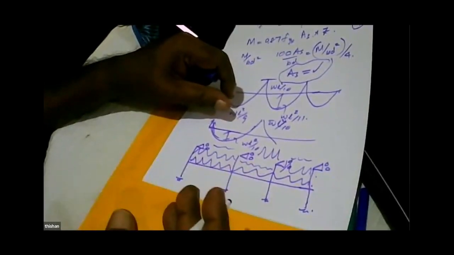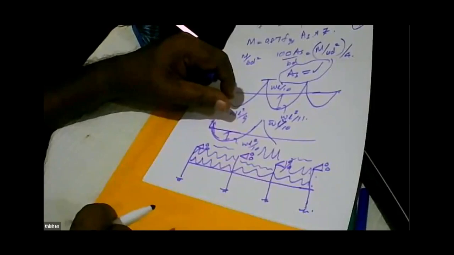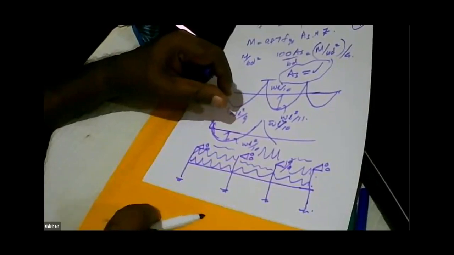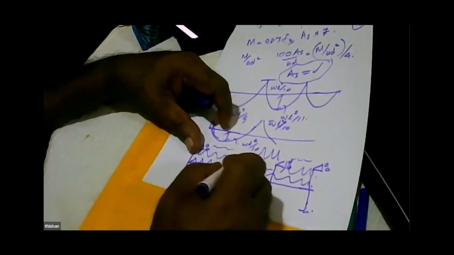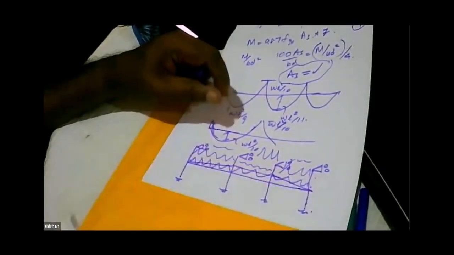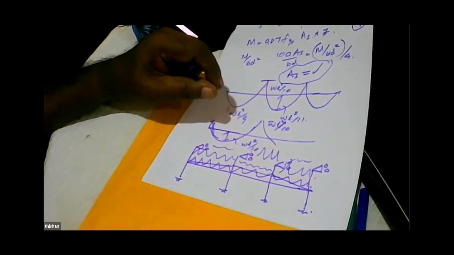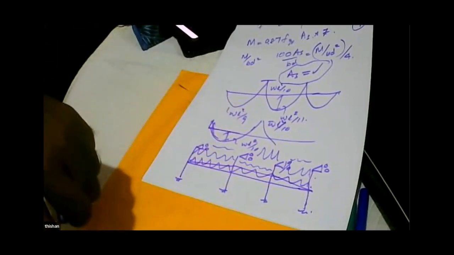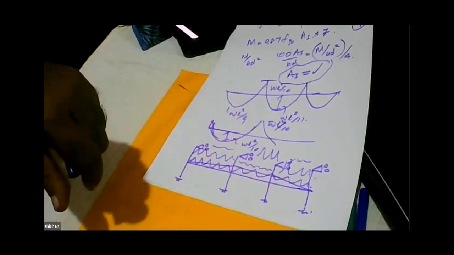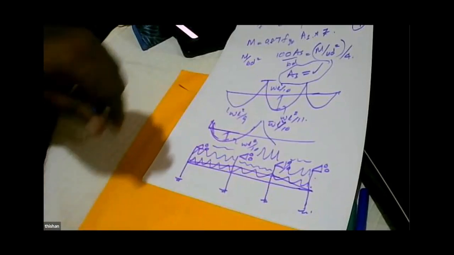I can redistribute the moments just by looking at the moment diagram. I can decide how much redistribution, because redistribution means changing the origin of the bending moment. So it's very easy, and I can find the moment accurately. On the other hand, I can find the moment approximately and quickly do a design.